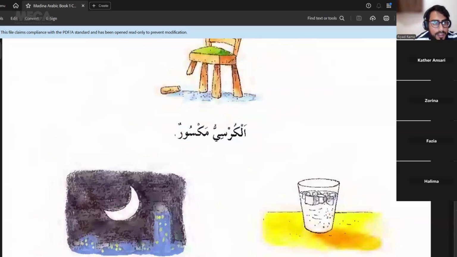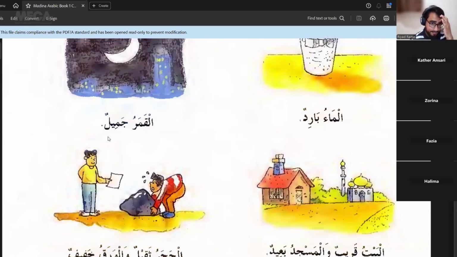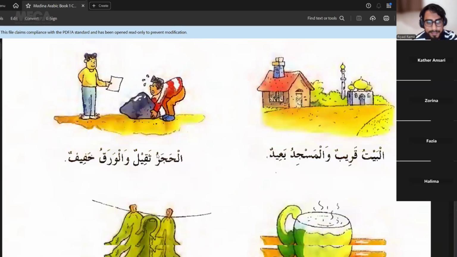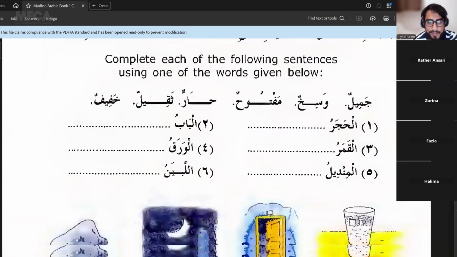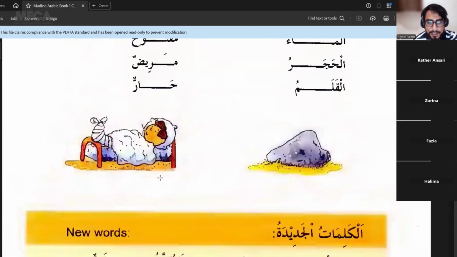Al-kursiyu maksurun. The chair is broken. Al-kursiyu maksurun. Al-ma'u baridun. The water is cold. Al-qamaru jamilun. The moon is beautiful. Beautiful. Okay. Very good. We did all of these.